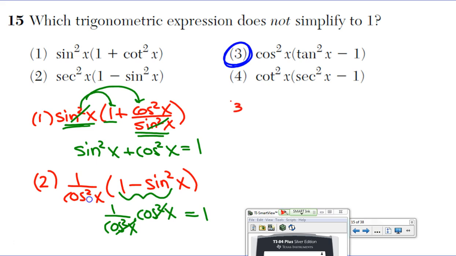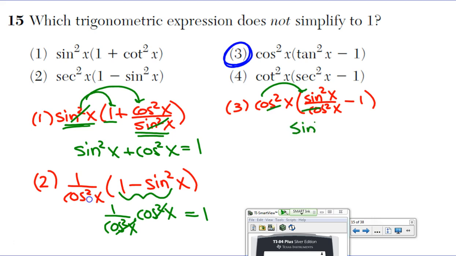Okay, choice 3. You're going to change tangent squared to sine squared over cosine squared. So now when you distribute, these two cross off. But now you have to distribute that one over there. And you need a plus sign, not a minus sign. So this does not equal 1. So there's your answer. And then you can go through choice 4, and that will also come out to be a 1.